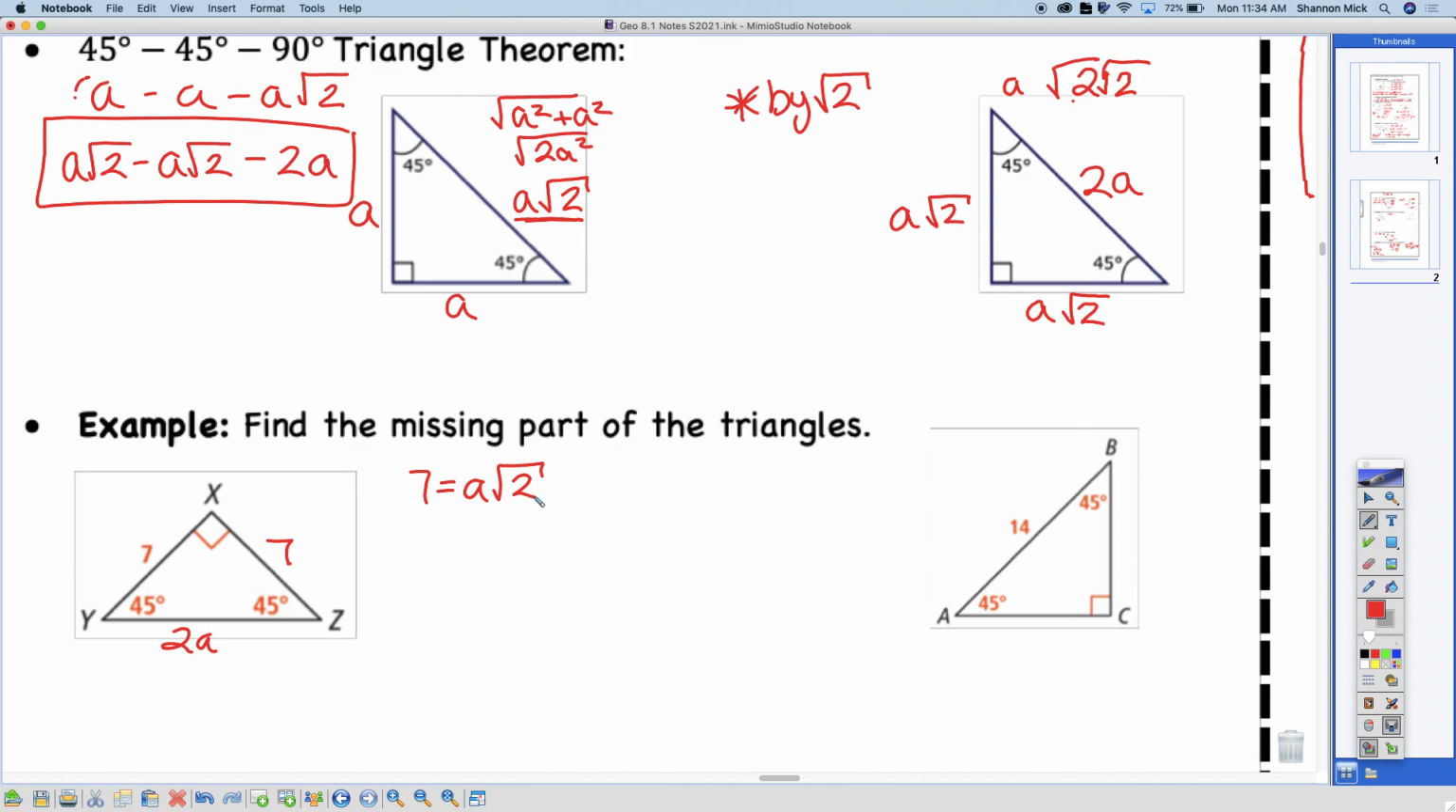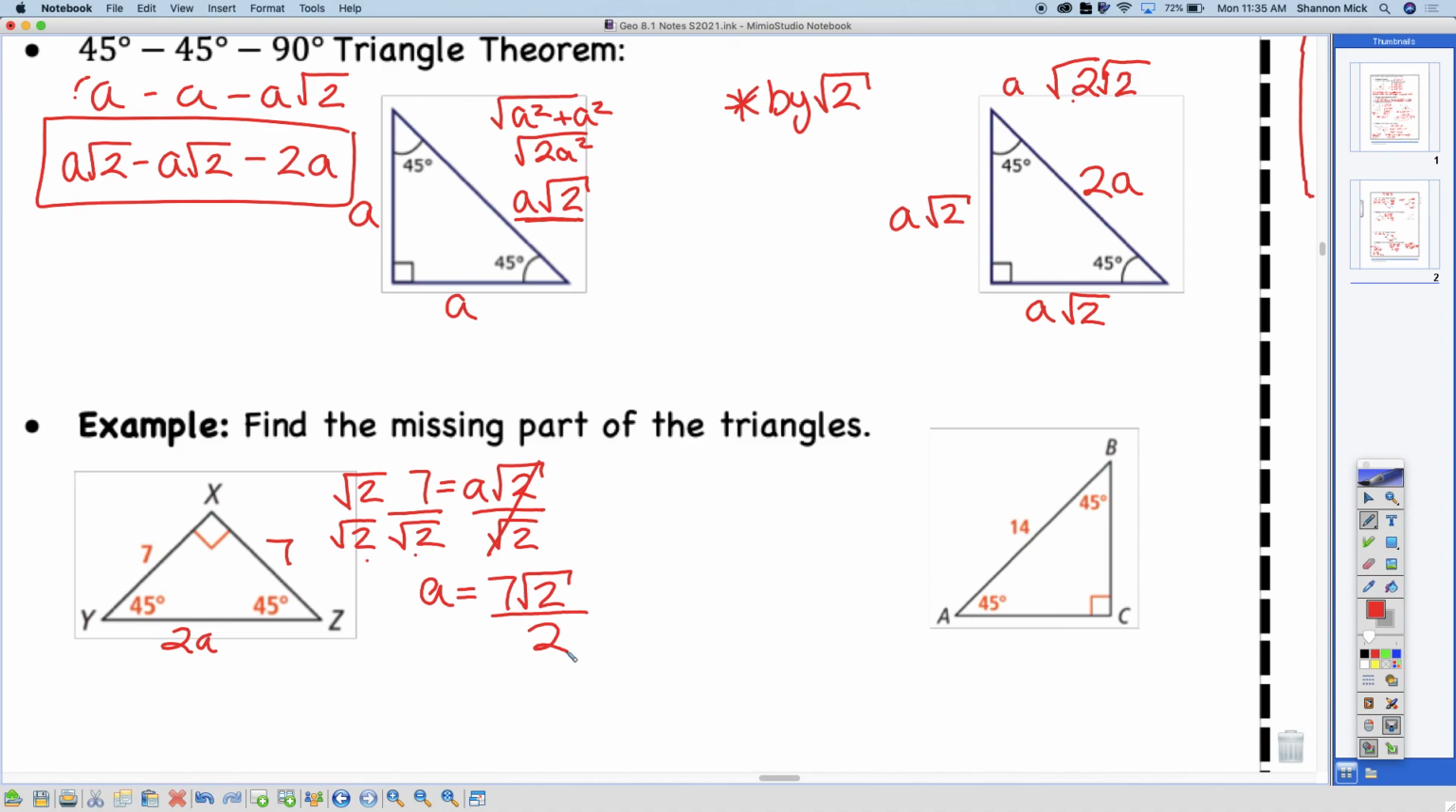So now I have to solve for A, yes? You just times by 2. I divide by the square root of 2. And now I have to multiply by what? Square root of 2. So I get 7 square root of 2 over square root of 2 times the square root of 2 is 2. So A is 7 square root of 2 over 2.